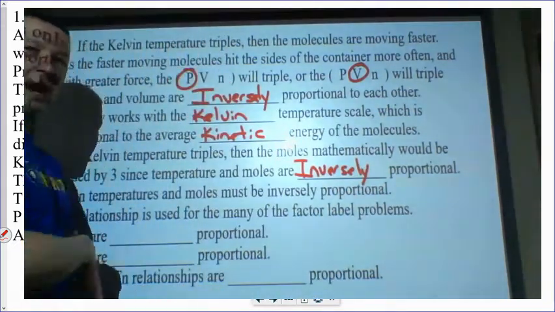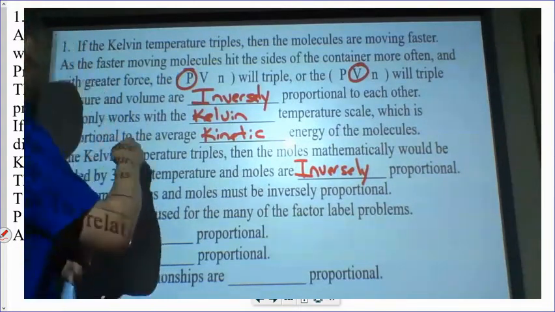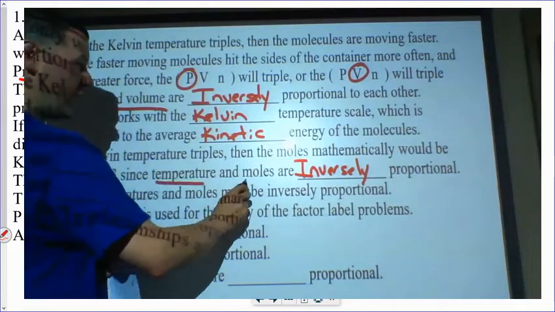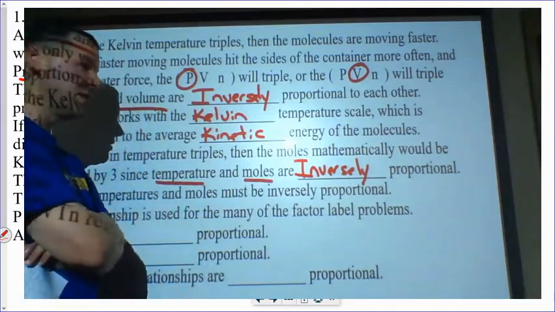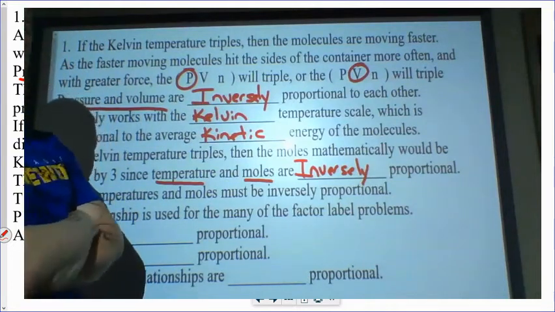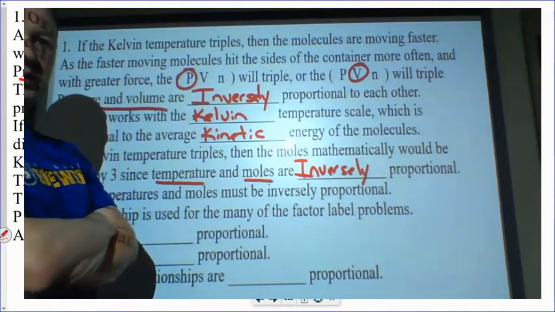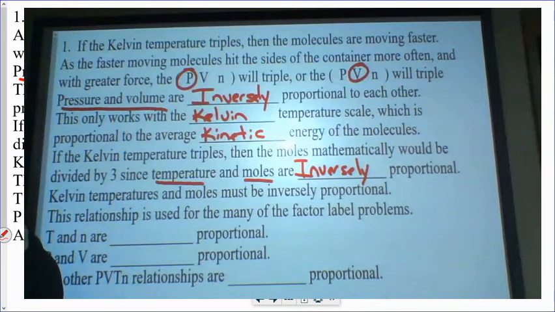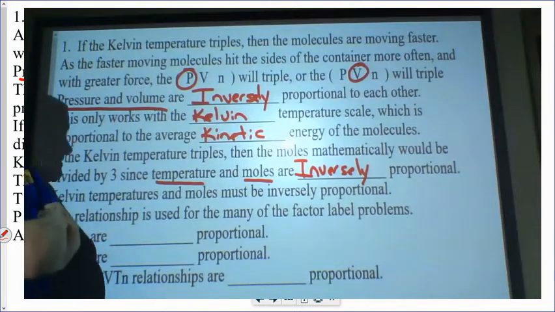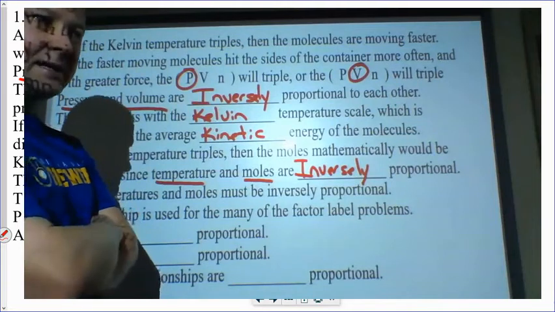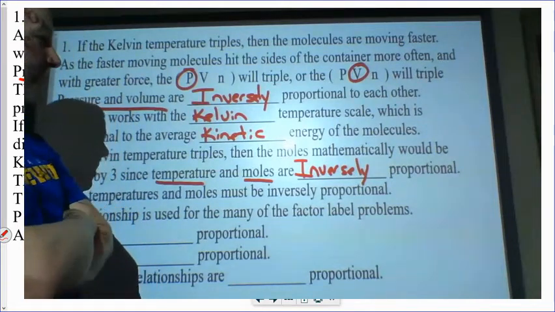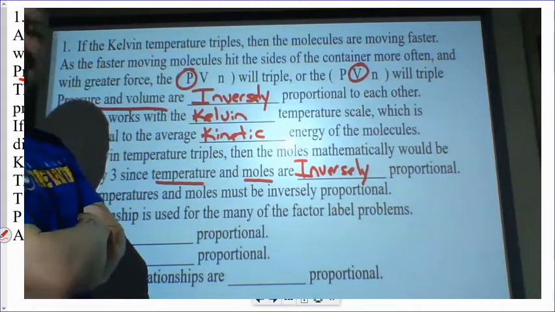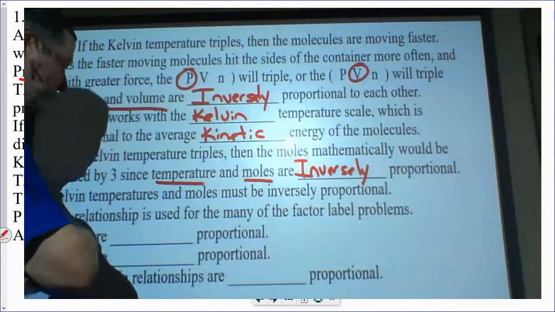So there are two that are opposites of each other, two that are inversely proportional. It's pressure and volume, and then it is temperature and moles. Those are the only two that are opposites or inversely proportional of each other. All the rest of the variables are directly proportional to each other. It means if one goes up, the other one goes up. Kelvin temperatures and moles must be inversely proportional. This is a mathematical situation. So mathematically, they are opposites of each other, or they are inversely proportional to each other. Strictly by math, that's how it was figured out.